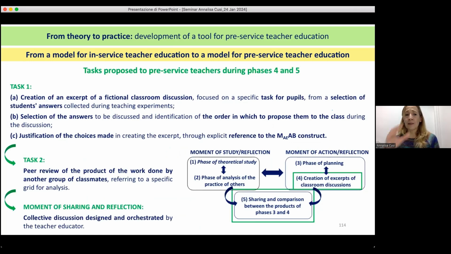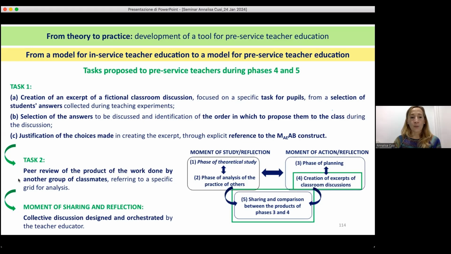This is the structure. There is a task in which pre-service teachers are asked to create a fictional classroom discussion, starting from a task for pupils and a selection of answers written by real students during a teaching experiment. And then they have to justify their choices, starting from this selection of answers, through an explicit reference to the MAEIB construct.